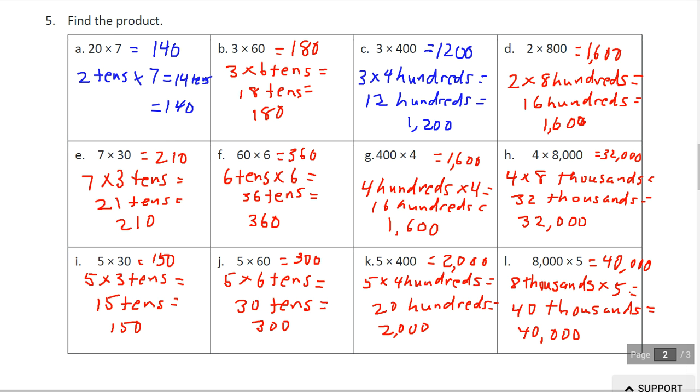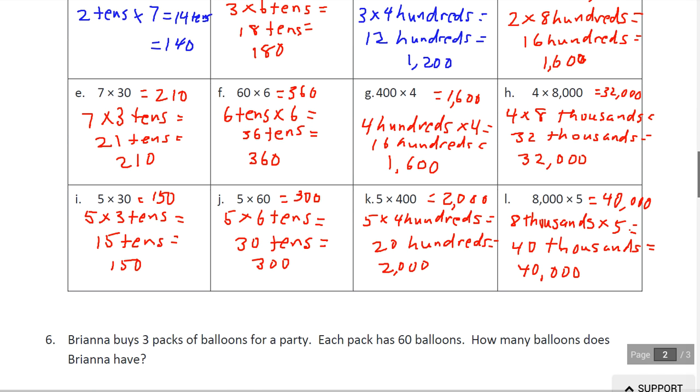Alrighty, how'd you do? It's quite a bit of writing, but just realize that there's the easy way to do it, and then there's just trying to make you figure out what to do. The main thing is learning that when you're multiplying by tens, hundreds, or thousands, and by a single digit, you're not multiplying 400 times 3. It's easy to think that, but it's actually 400s times 3, which is 1200s. So hopefully that helps, and let's go onward and upward to the next one.